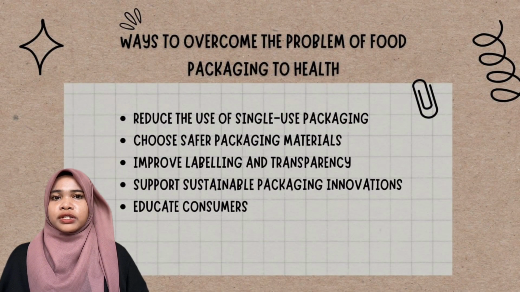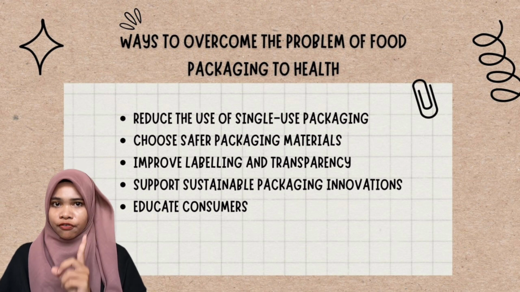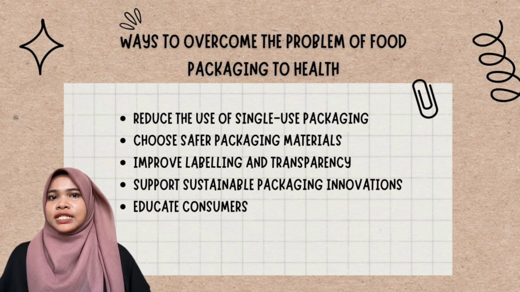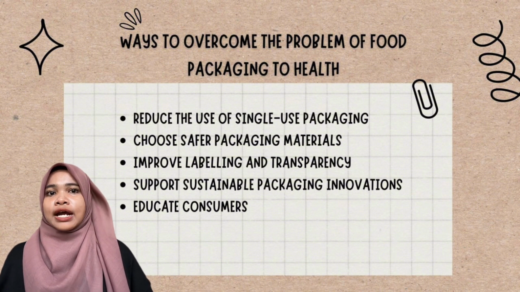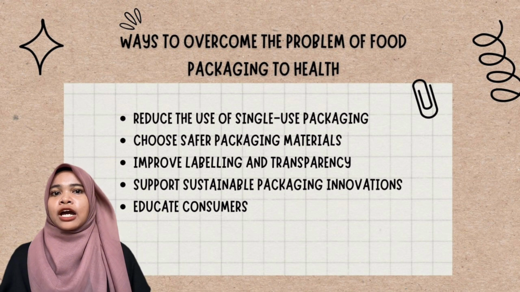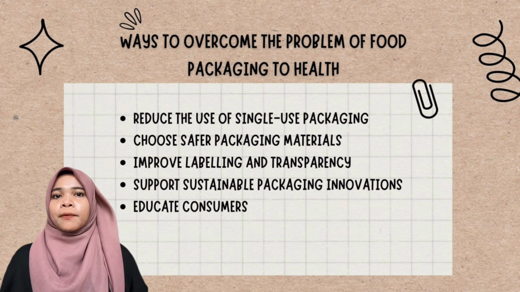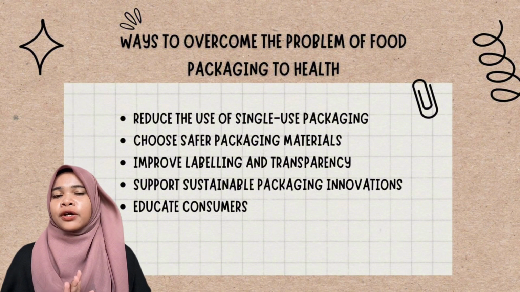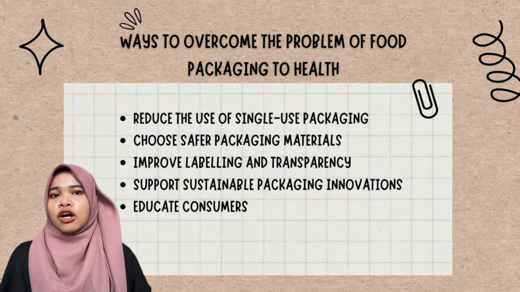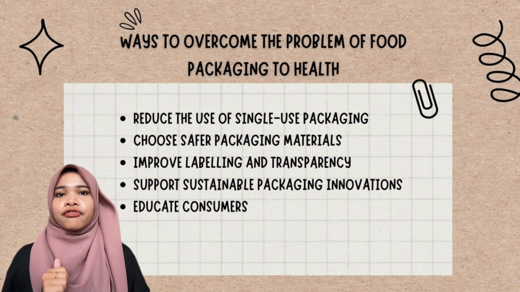Now, I would like to discuss some ways to overcome the problem of food packaging to health. The first thing, reduce the use of single-use packaging. Instead of single-use plastic, encourage the use of recyclable packaging materials. This may be accomplished through public awareness campaigns. The next way is to choose safer packaging materials. Food packaging materials that are known to be safe and cause low health hazard should be prioritized. This includes the use of materials devoid of hazardous chemicals like BPA and phthalates.